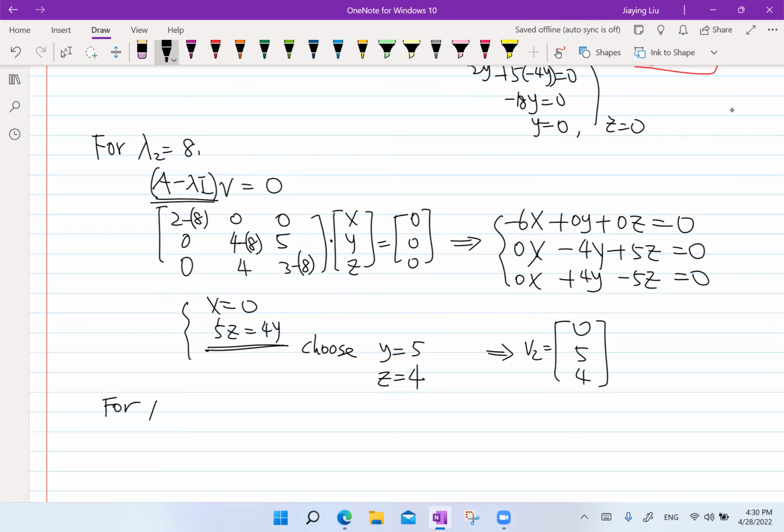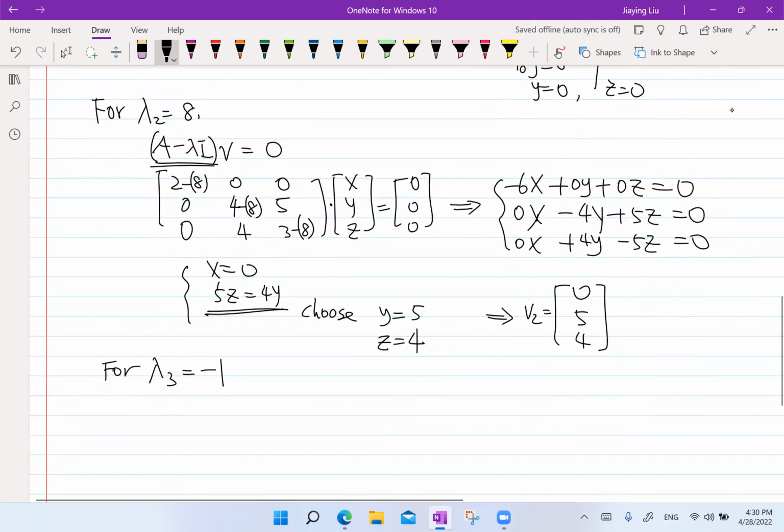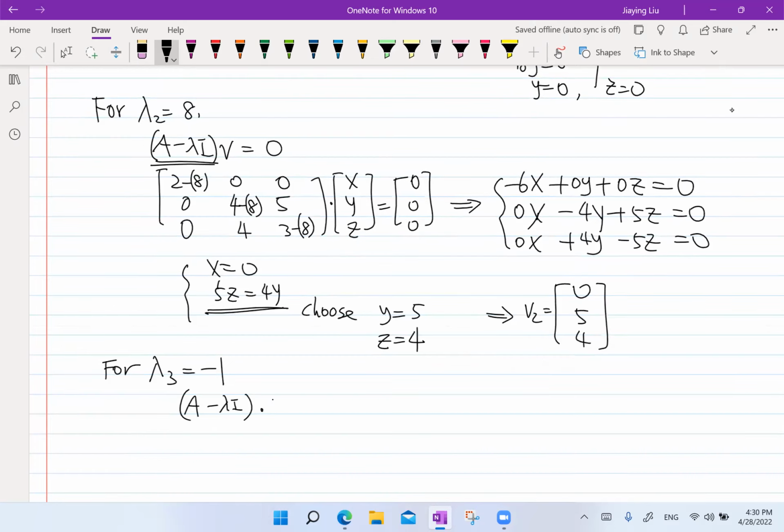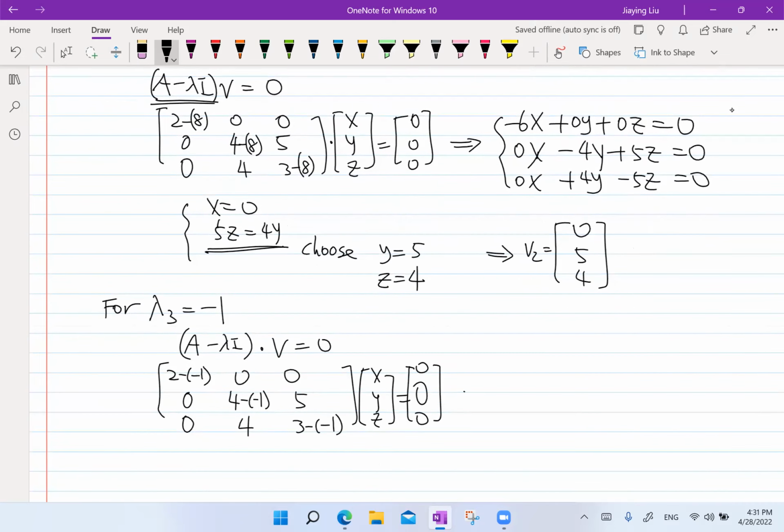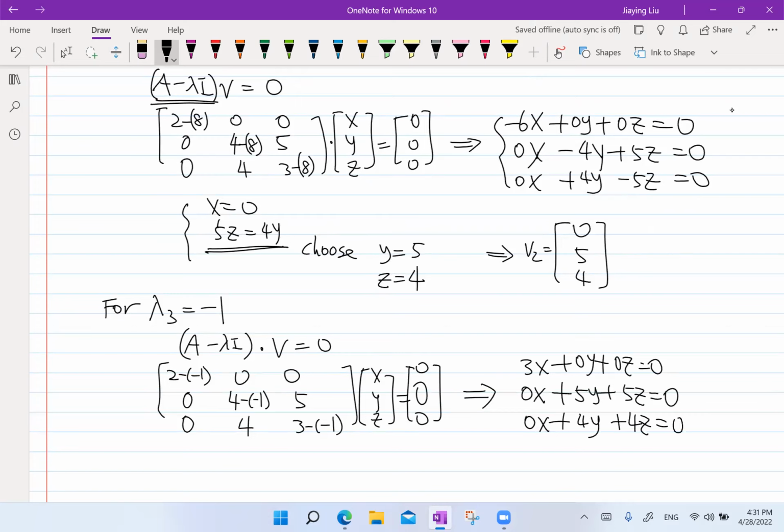And then we can do the same thing for lambda 3 equals -1. So just be a little bit careful here. We plug in negative 1 into A minus lambda I times v equals 0. So that becomes the matrix with 2 minus -1, 0, 0; 0, 4 minus -1, 5; 0, 4, 3 minus -1, times x, y, z, equals 0. If we convert it into a system of equations, 2 minus -1 is 3, so 3x plus 0y plus 0z equals 0. At the next line, I get 0x, and 4 minus -1 is 5, plus 5y plus 5z equals 0. And then I get 0x plus 4y plus 4z equals 0.